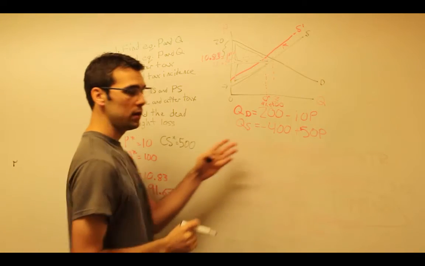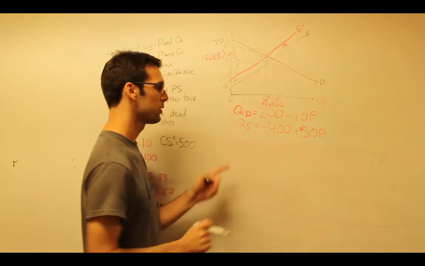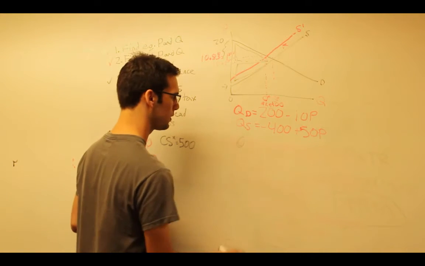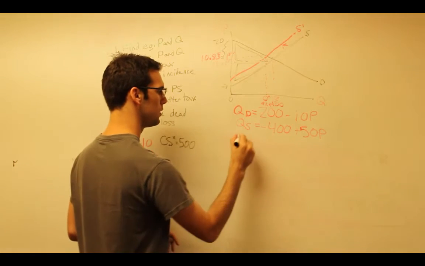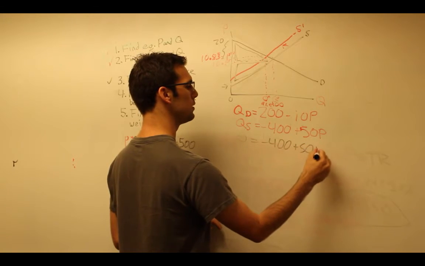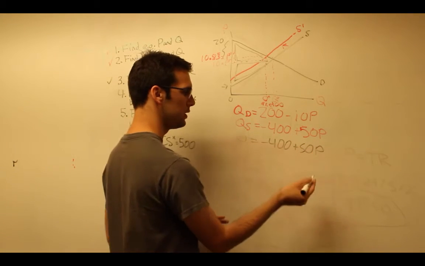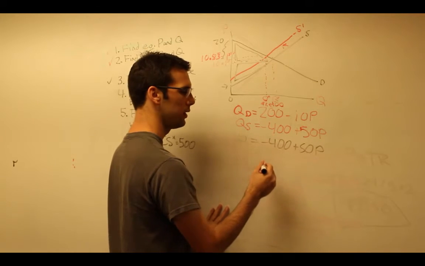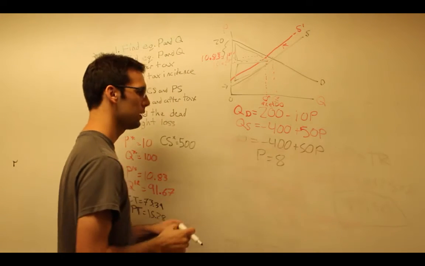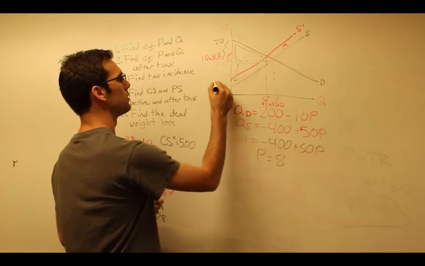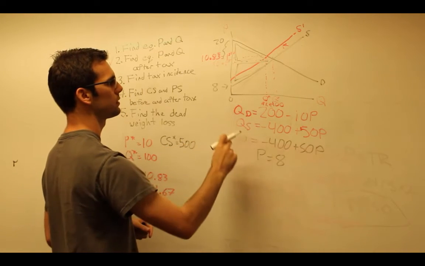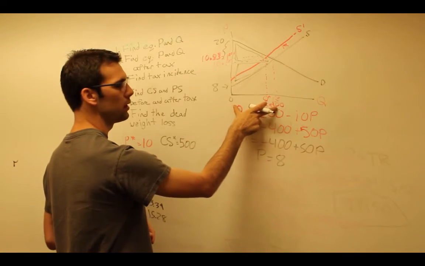So to do that, once again, we're looking for the point where quantity is 0 and on the supply curve. So we set Q equal to 0. 0 equals negative 400 plus 50p. So 50p equals 400, and then p is going to equal 8 once we do that algebra. So it's the distance between 10 and 8 times 100.